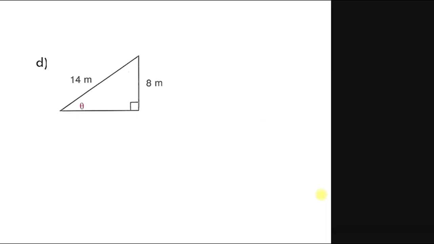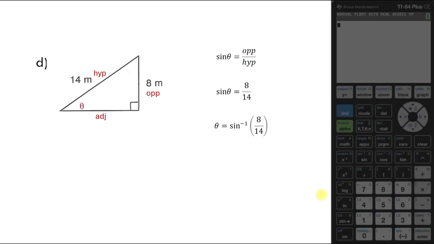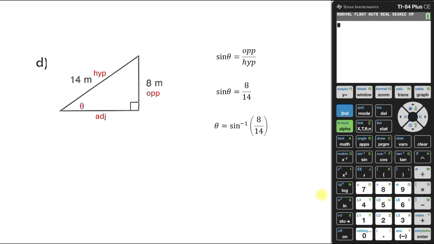Here's our reference angle. Therefore, we'll bring in our labels. We're given the opposite and the hypotenuse, telling us that we should be using the sine ratio. So we can say that the sine of theta equals 8 over 14. Theta by itself, therefore, equals the inverse sine of 8 over 14.